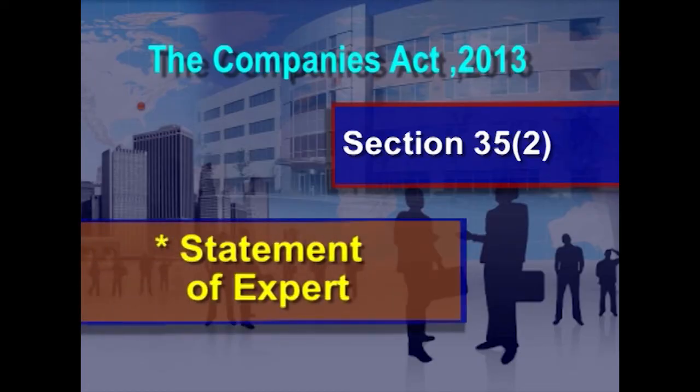Statement of expert. If the untrue statement happens to be contained in the report of an expert, the director has to show that he had reasonable ground to believe, and did up to the time of allotment believe, that the expert was competent, and if it is in some public official document, that it was a correct and fair representation.